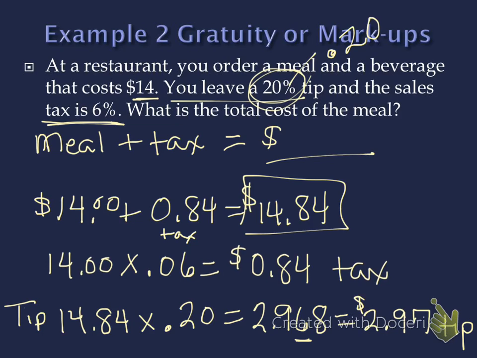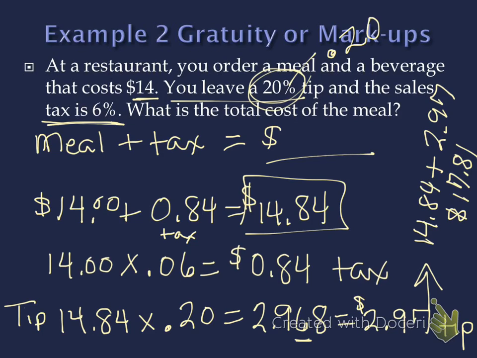Now, you're not going to just pay $2.97 for the tip. You are going to take the cost of the meal with the tax, $14.84, and add the $2.97, and then your total cost is, let's see, 14.84 plus $2.97. Your total cost for that meal is $17.81.